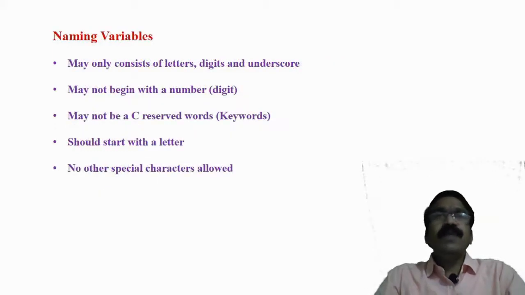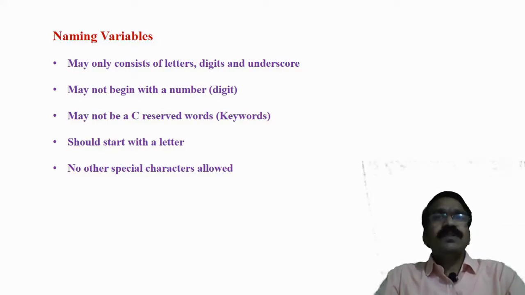How do we name a variable? There are some rules to declare a variable name. It may only consist of letters, digits and underscore. We will not use any special symbol other than underscore.